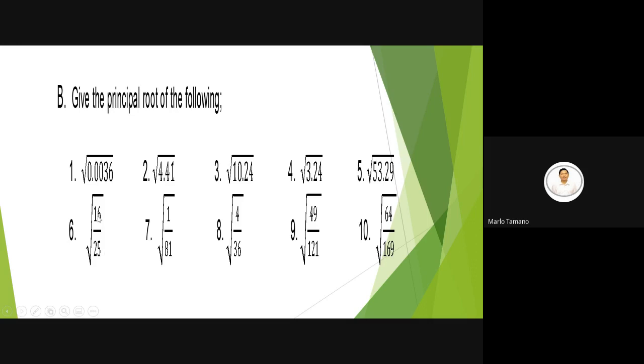Without using the calculator, for numbers 6 to 10, you can get the square root of each numerator and denominator separately. So we have here square root of 16 is 4, the square root of 25 is 5. So your answer is 4 over 5. How about number 7? Can you tell the square root? 1 over 9. How about the principal root of number 8? 2 over 6. And that is 1/3.